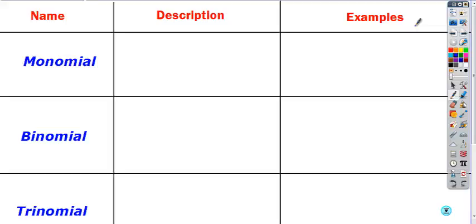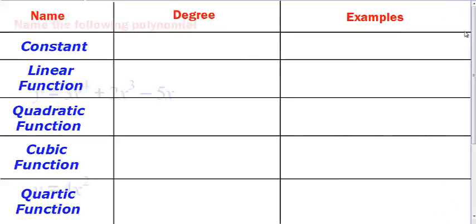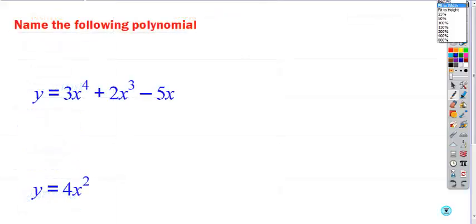So yesterday we were talking about the different ways of naming polynomials, right? They're based off of two items: the degree of the polynomial and then the name based off of the number of terms, right? So what I want to do is go back through these real quick.